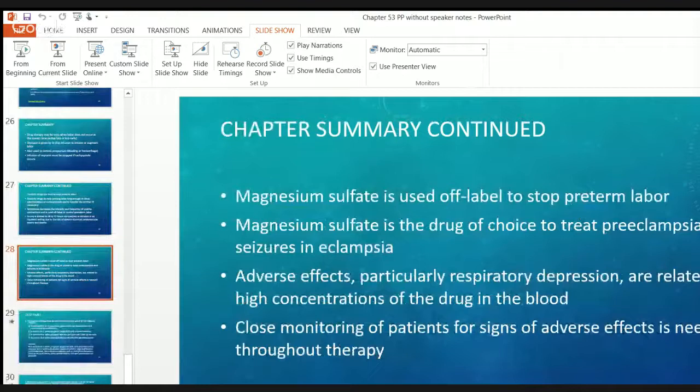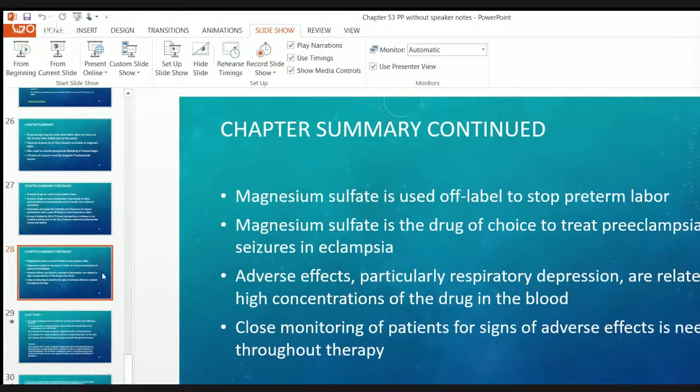When we look at the chapter summary, which is continued, magnesium sulfate is used off-label, similar to terbutaline, to stop preterm labor. Magnesium sulfate is a drug of choice to treat preeclampsia as well as seizures in eclamptic patients. When we give it to preeclamptic women, we're hoping to prevent them from becoming eclamptic, raising that seizure threshold. When we look at the adverse effects, particularly respiratory depression, related to high concentrations of the drug in the blood, we need to have calcium gluconate on hand at all times, and close monitoring of patients for signs of adverse effects is needed throughout the therapy.